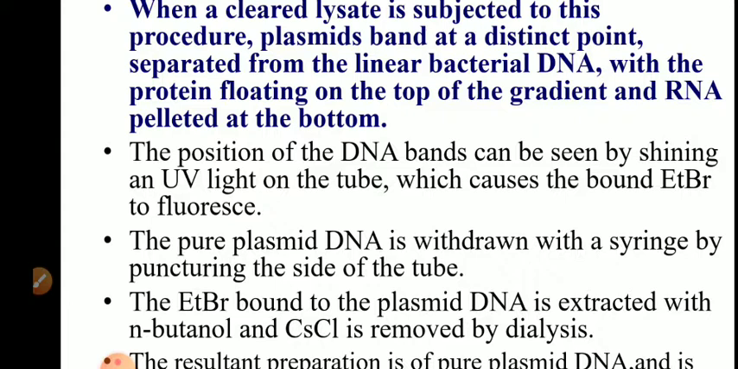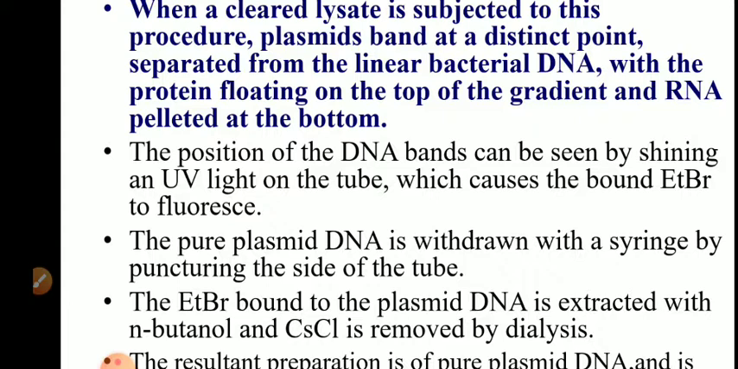The position of the DNA bands. Now, how do we visualize where the DNA bands are present? Because ETBr has bound to the DNA, we have to expose the tube to UV light. When we expose the tube to UV light, the DNA bound to the ETBr will fluoresce, because ETBr is a fluorescent dye. It is an intercalating agent. Because it is bound to the DNA molecule, it will fluoresce. So, the position at which you can see fluorescence is the DNA molecule.